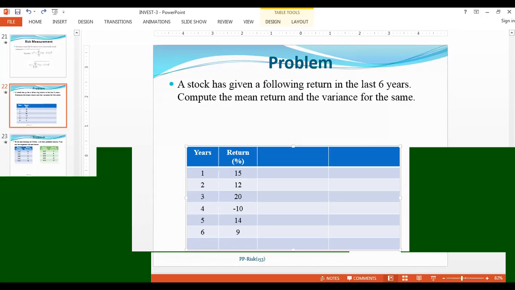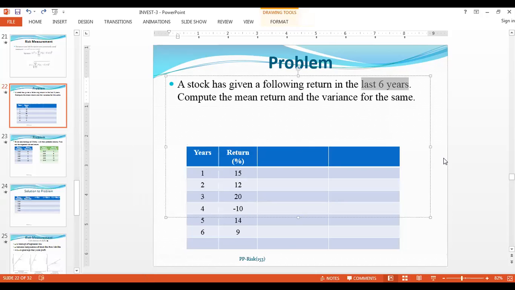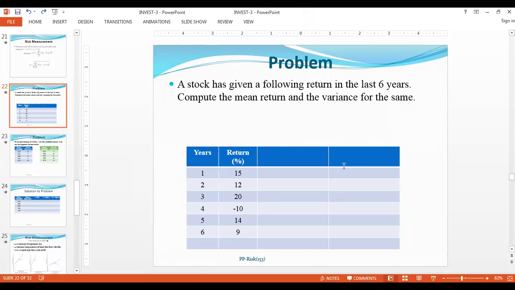The reason is, understand one thing. Last 6 years. The words last 6 years clearly tell you that it is historical data that has been given to us, and there are no probability values. Can you see any probability values here? Are there any probability values given to you?